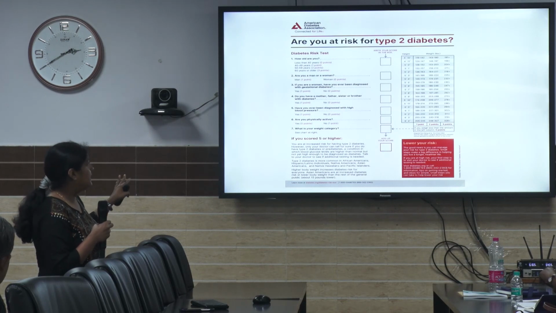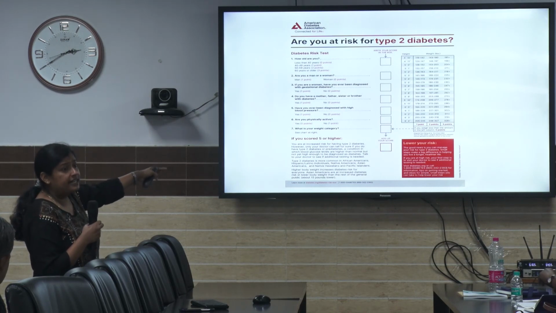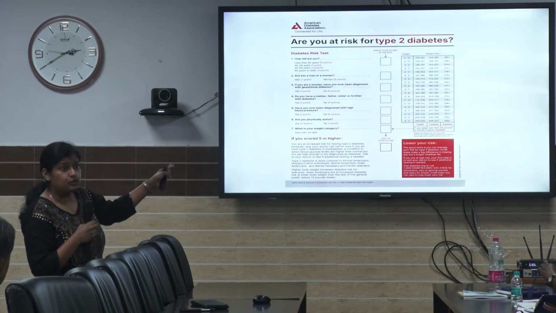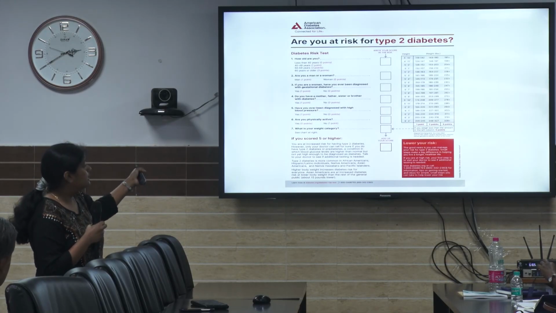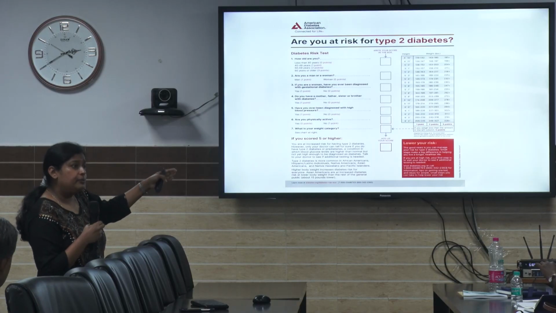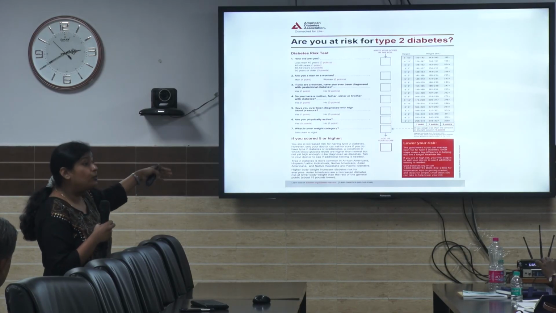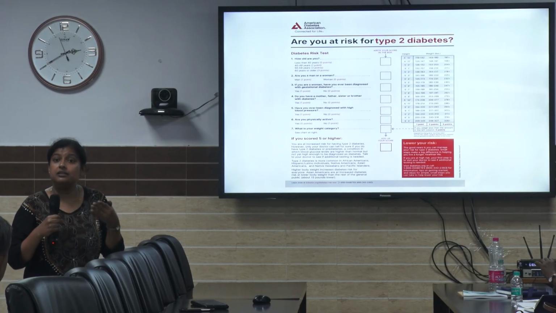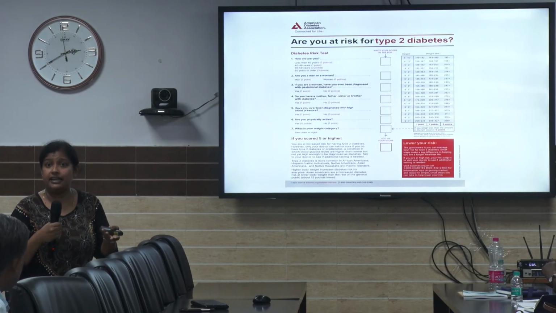And what is your weight category? On the right hand side, according to our height, they have given the weight which is normal. So 1 point if it is within normal, then 2 points and 3 points. And at the end, when the score adds up to more than 5, then probably we should get the person sent to be evaluated for diabetes.